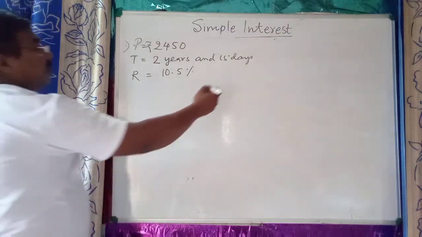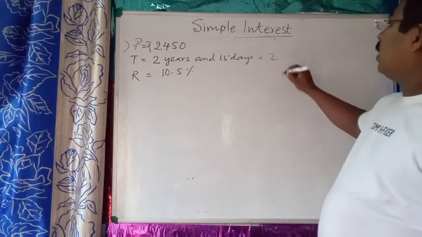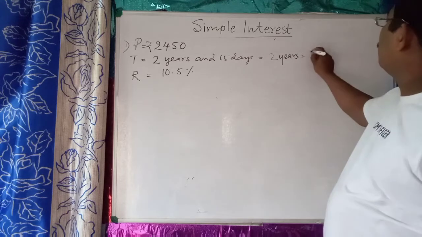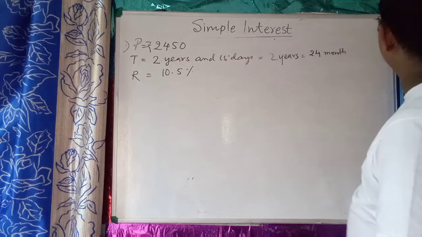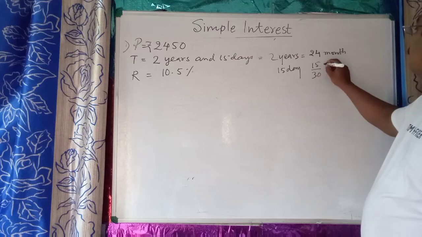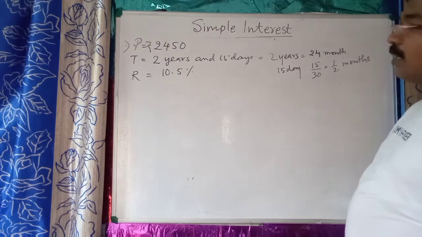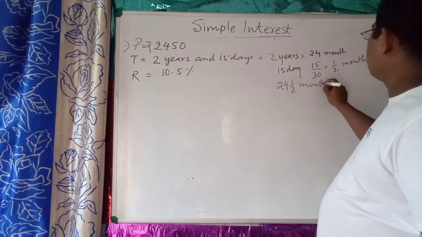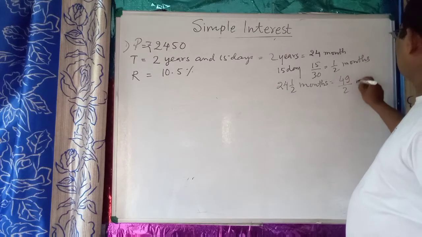Now let us change this time into years. 2 years is 2 years. Now 2 years, how many months are there? 24 months. And 15 days. 15 days is equal to 15/30 months, that is 1/2 month. Now we can say 24 1/2 months is equal to 49/2 months.